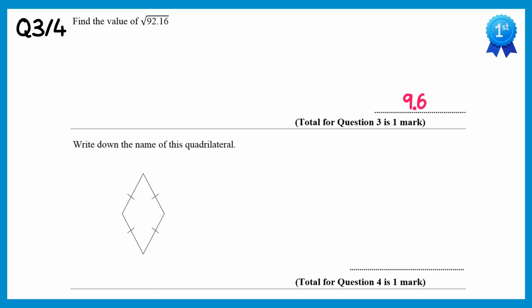For question 4, notice all of the sides are the same length. The angles are clearly not 90 degrees, so that makes this shape a rhombus.